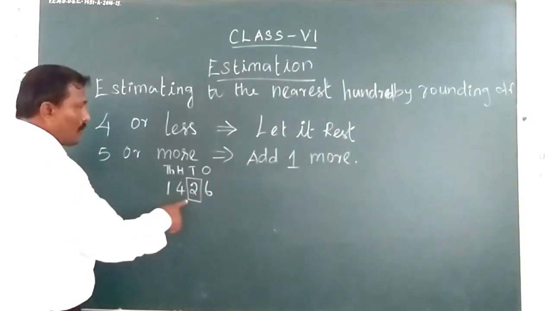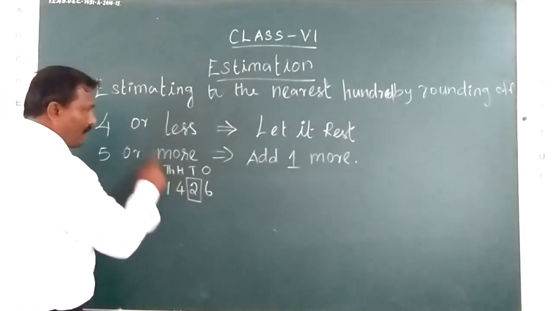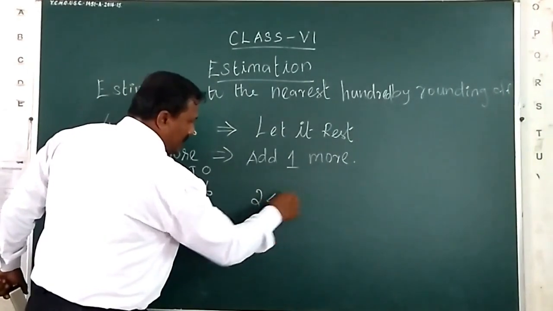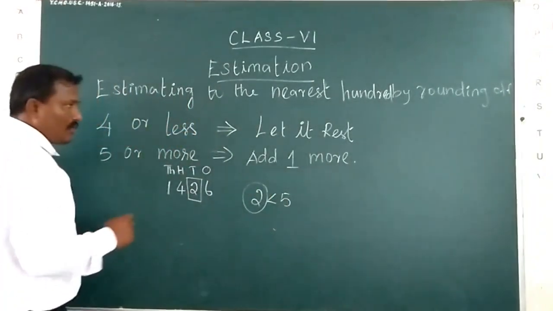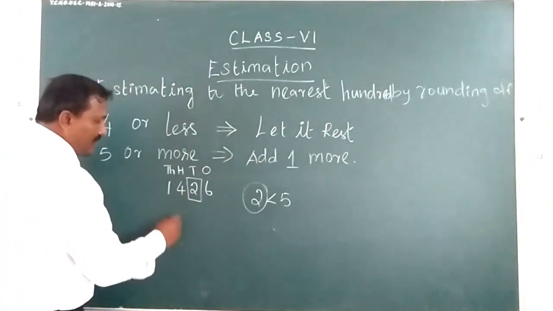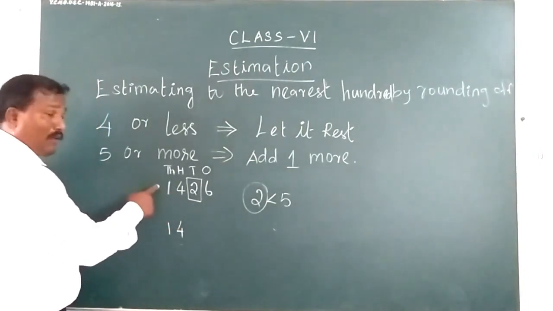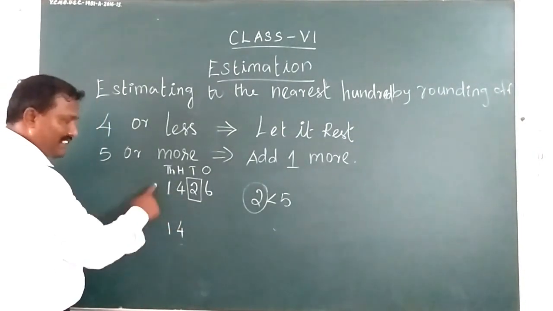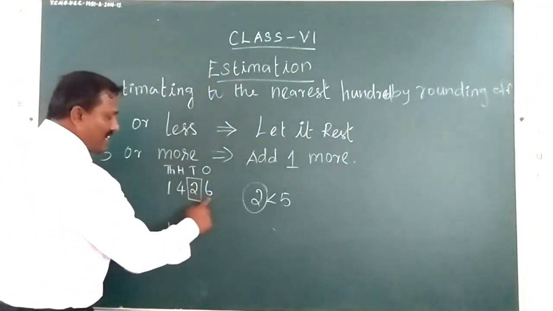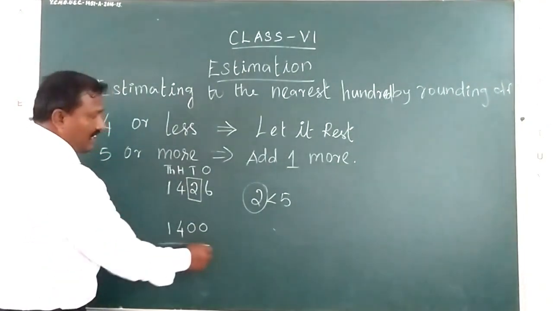So rule 1 is applicable. It's 4 or less. Compared with 5, it's less than 5. So let it rest, which means we have to keep it as it is, the digits 1 and 4, because they are in the 100 place and 1000 place. If you have more digits, you keep them as they are. That's the rule: let it rest. But for the remaining tens place and ones place, you have to put 0. So 1400 is the answer.